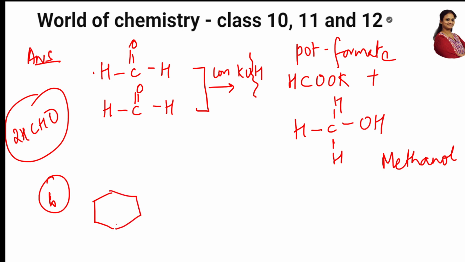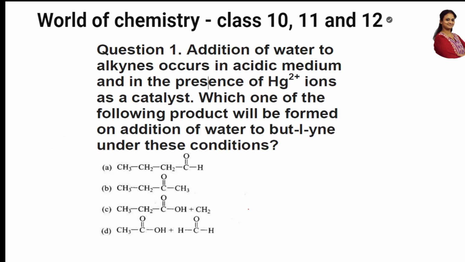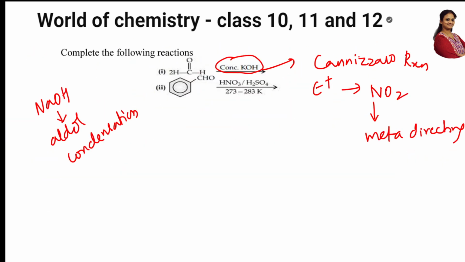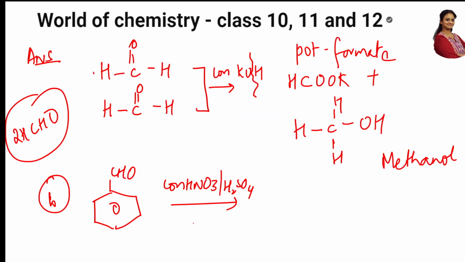Nitrating mixture. This is my benzaldehyde. So I'm adding what mixture? Nitrating mixture, that is concentrated HNO3 and H2SO4. What temperature did they give me? They gave me 273 to 283 Kelvin. Now I told you, right? It is your meta-directing group.